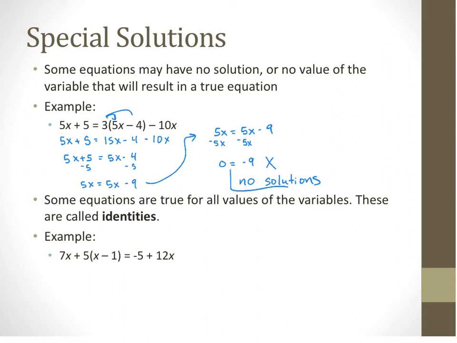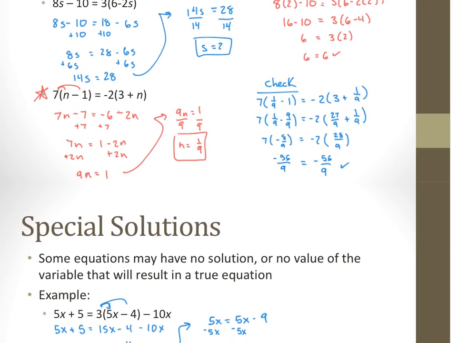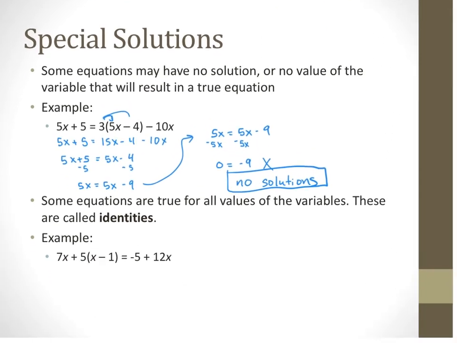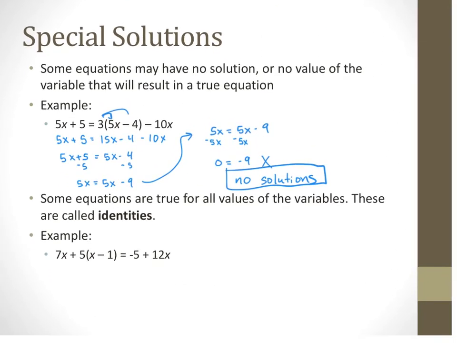Okay? This means that no matter what you plug in for x, you're never going to get the right answer. So in our other problems, when we plugged in for x, we eventually got the same number on each side of the equal sign. Whenever you have a no solution, it doesn't matter what you plug in, you will never get the same number on each side of the equal sign. It just won't work. All right, so that's the no solution one.